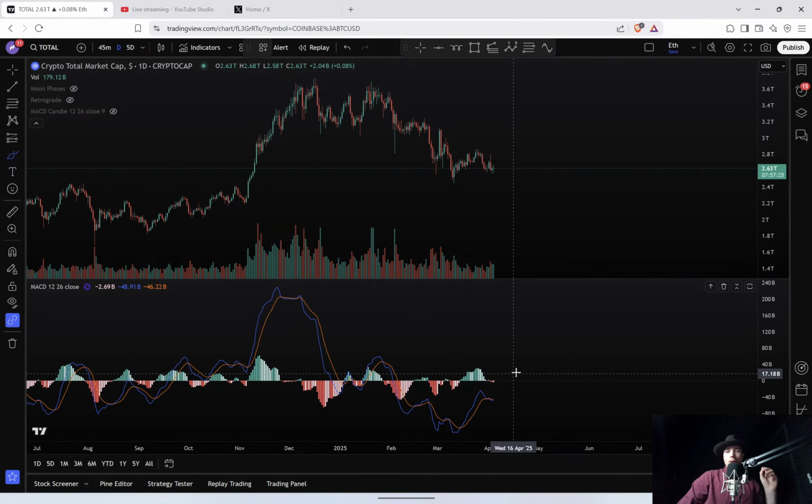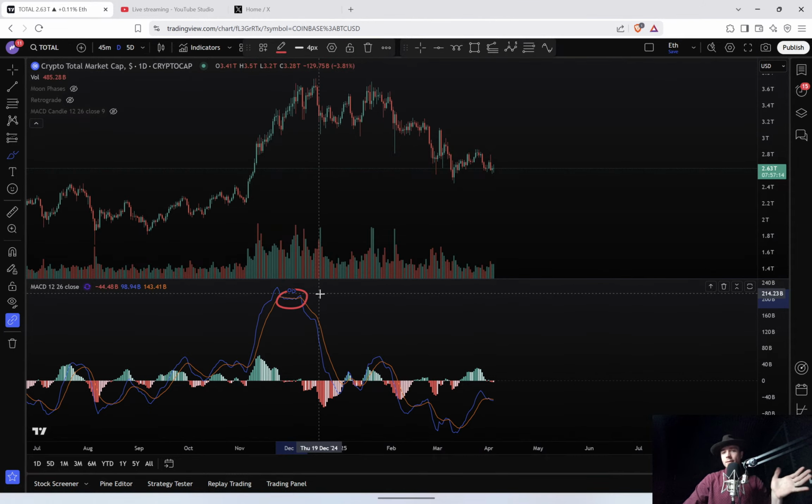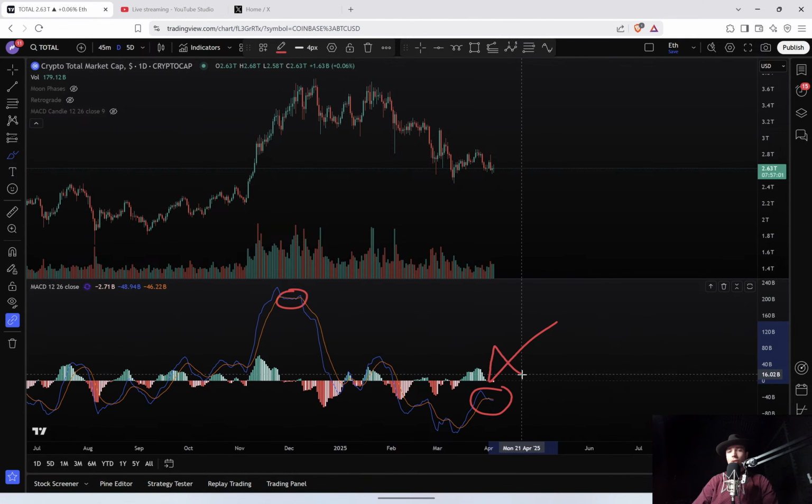Now, basically the way that this works, if this blue and this orange line up here is on the top half of the chart, then that's really a sell signal. If this blue and this orange line is on the bottom half of this chart, then that's a buy signal. So what you're looking at here with the total crypto market cap is we are oversold on the MACD. That's the first thing that you want to be paying attention to.